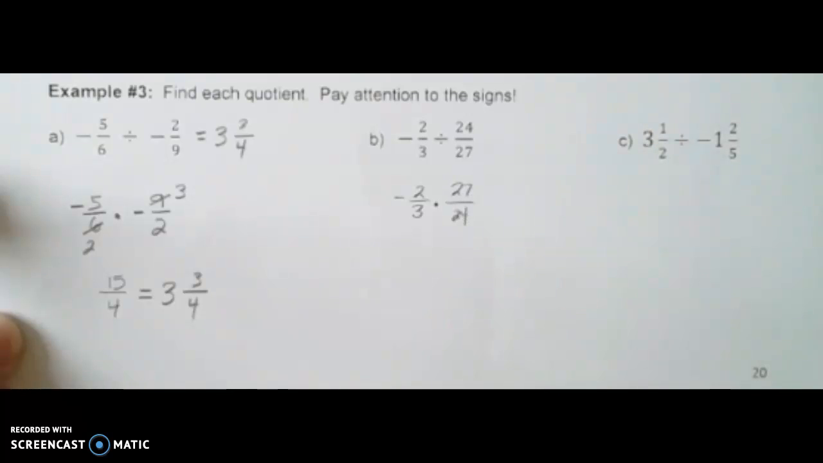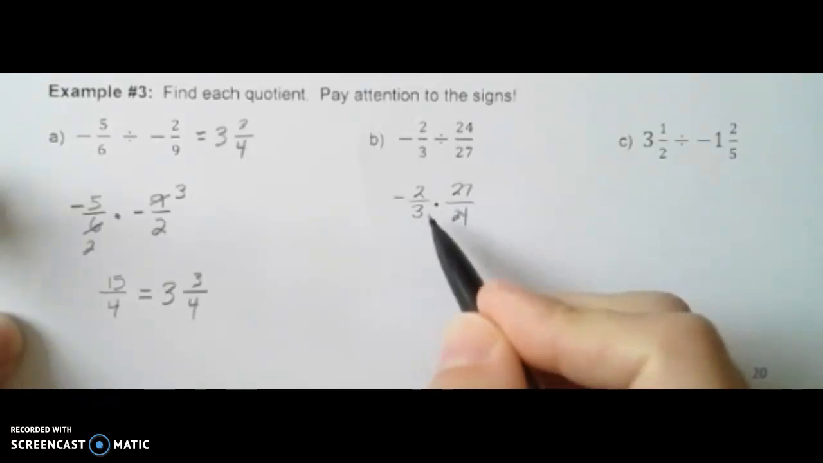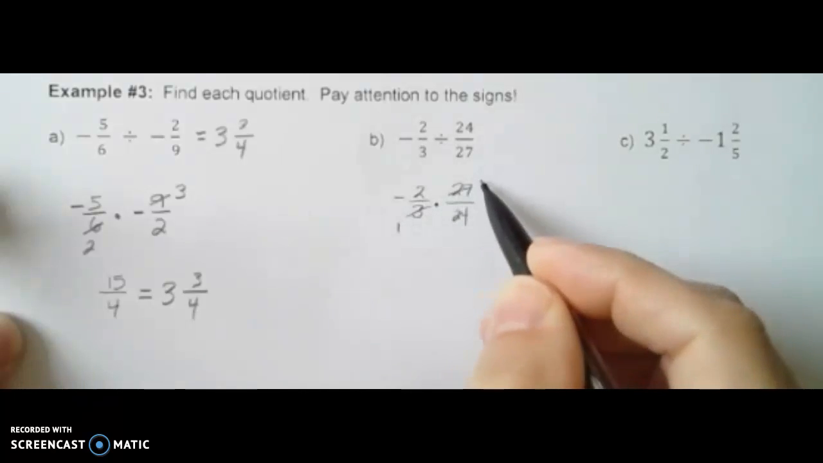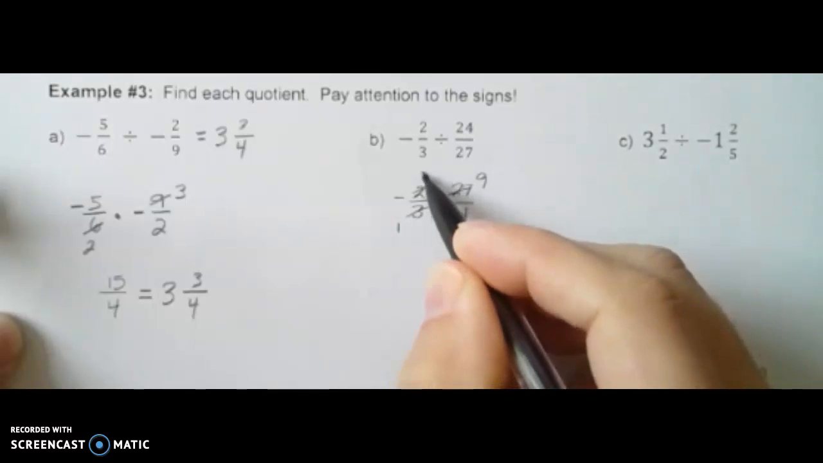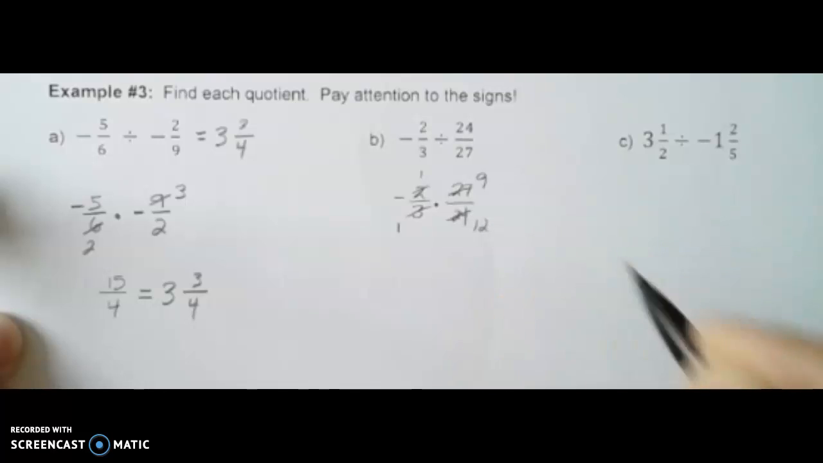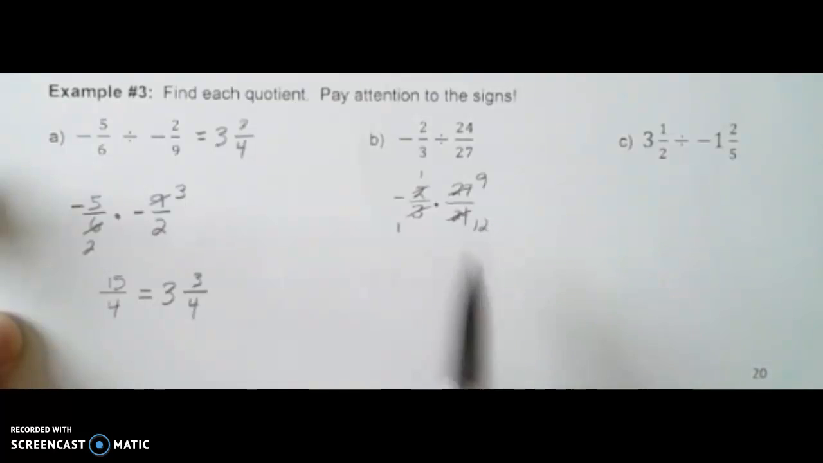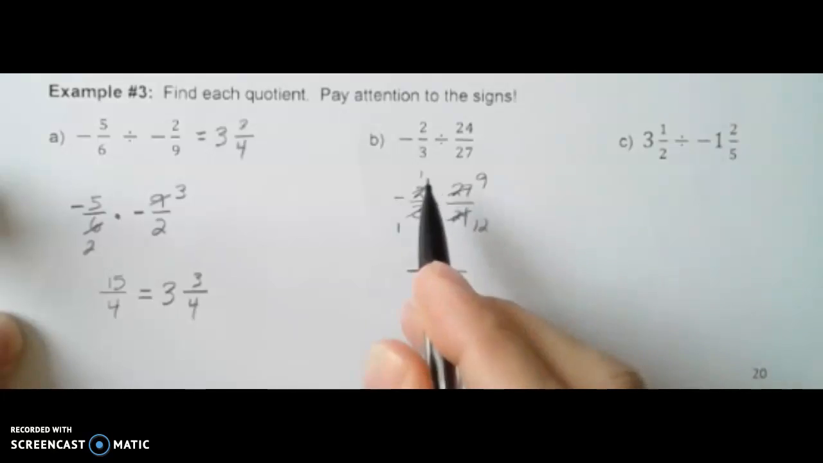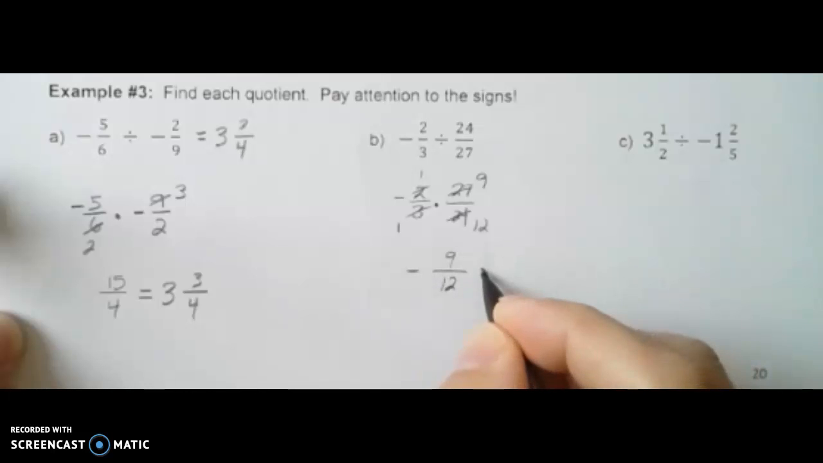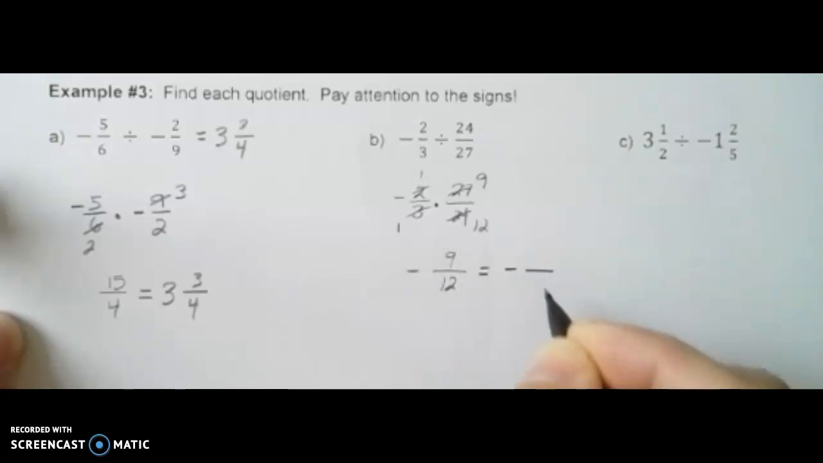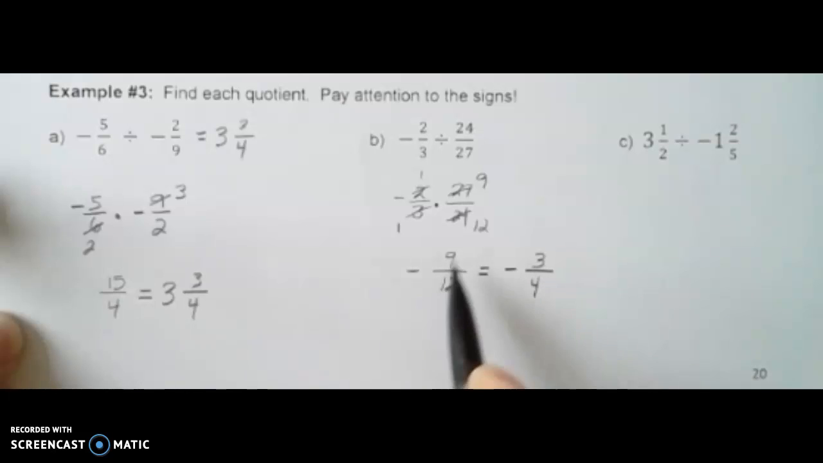And now let's simplify. 27 and 3 have a common factor of 3. 3 goes into 3 once, into 27 9 times. 2 and 24 have a common factor of 2. 2 goes into 2 once, and into 24 12 times. And so now when I multiply a negative times a positive, I'm going to get a negative fraction. Negative 1 times 9 is 9. 1 times 12 is 12. -9/12, but this actually still simplifies down to -3/4. Both of these numbers were divisible by 3.